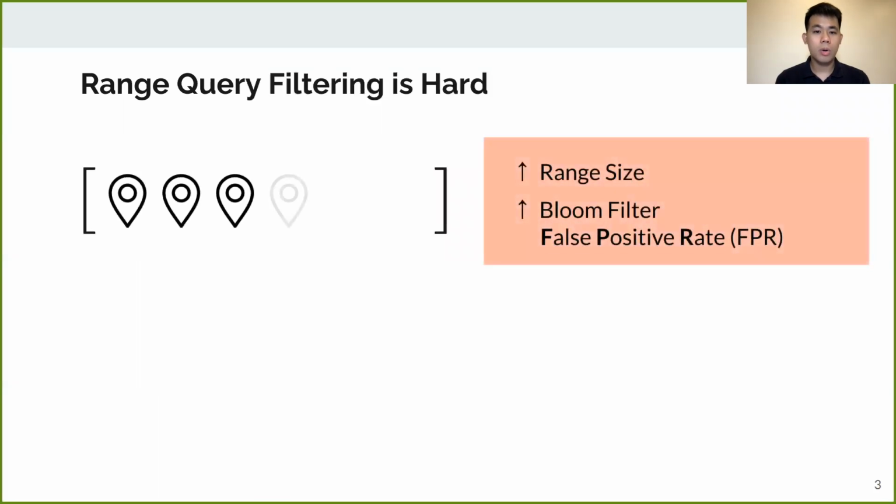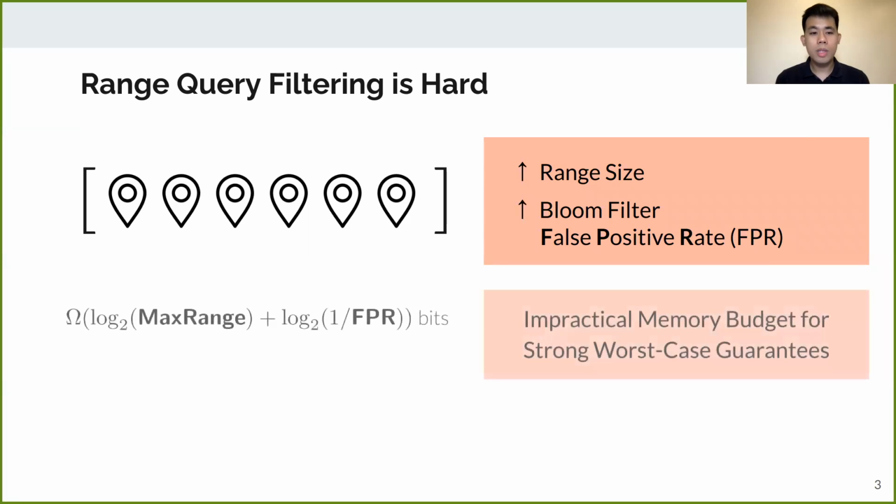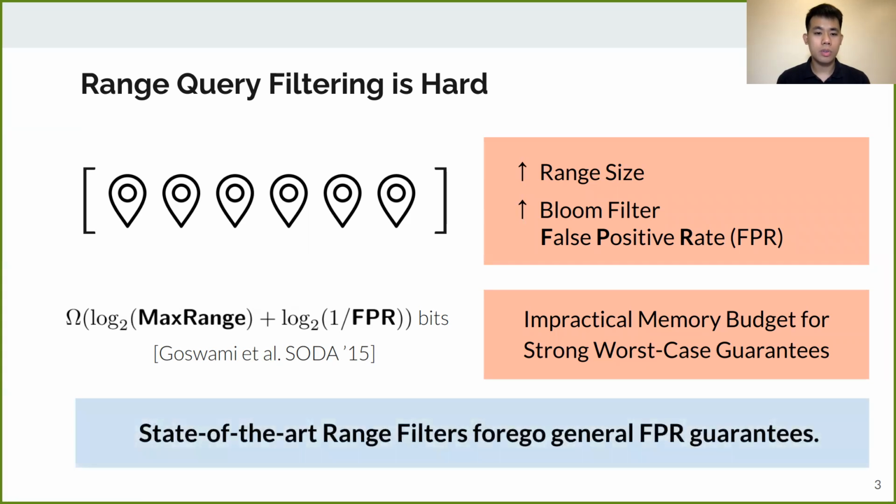Bloom filters or other approximate membership query structures are infeasible for range filtering, as querying every member in the range results in an overall false positive rate or FPR that increases proportionally with range size. It has also been theoretically determined that an impractical amount of space is required for a range filter to support large ranges and have strong worst-case FPR guarantees. As such, state-of-the-art range filters typically forego general FPR guarantees in order to achieve a usable memory footprint.